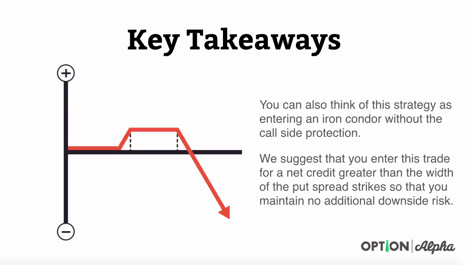Again, key takeaways: think of this strategy as entering an iron condor without the call side protection. You're basically doing the same thing you would do on an iron condor, but you're not buying that extra call on the top side. We definitely suggest you enter this trade for a net credit, as we've shown, that's greater than the width of the put spread strikes so that you don't have any additional downside risk in the trade, and that also helps out a little bit with margin requirement.